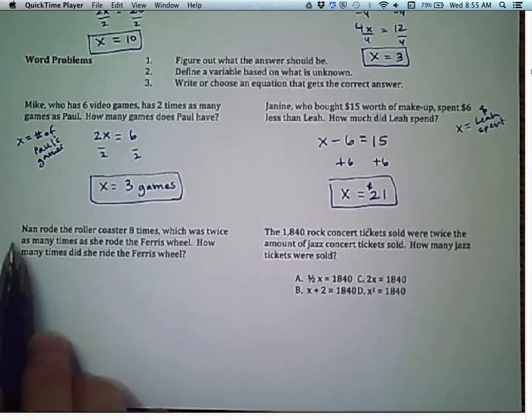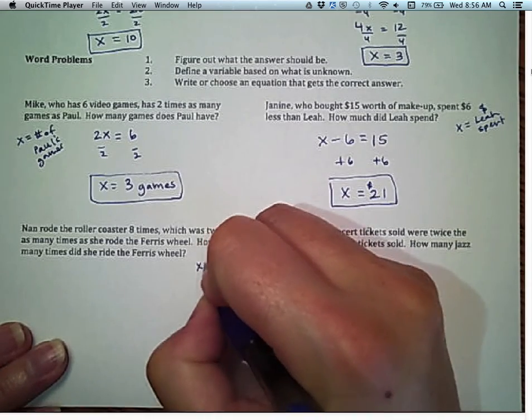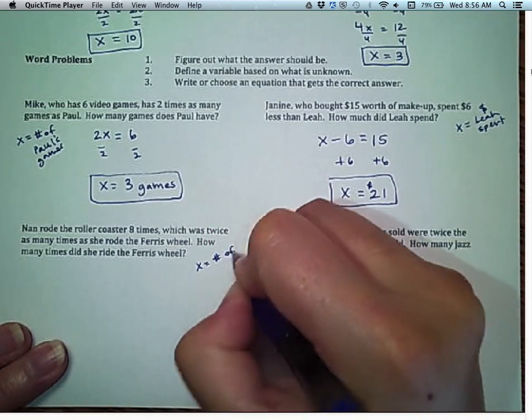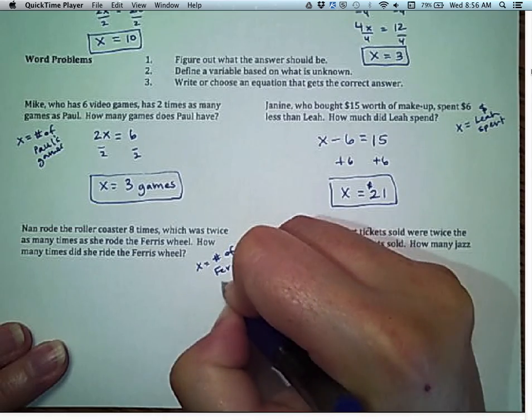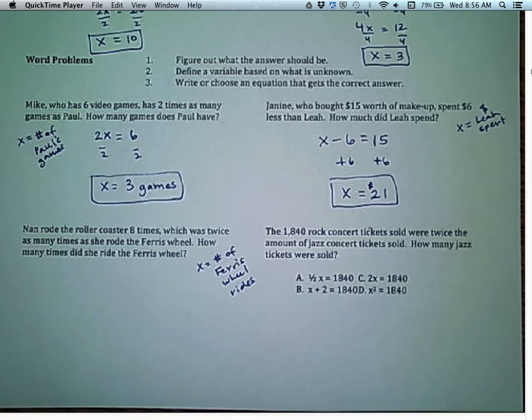All right, next one. Nan rode the roller coaster 8 times, which was twice as many times as she rode the Ferris wheel. How many times did she ride the Ferris wheel? All right, so first of all, I'm going to say x equals the number of Ferris wheel rides, because that's what we don't know. How many times did she ride the Ferris wheel? X is the number of Ferris wheel rides.